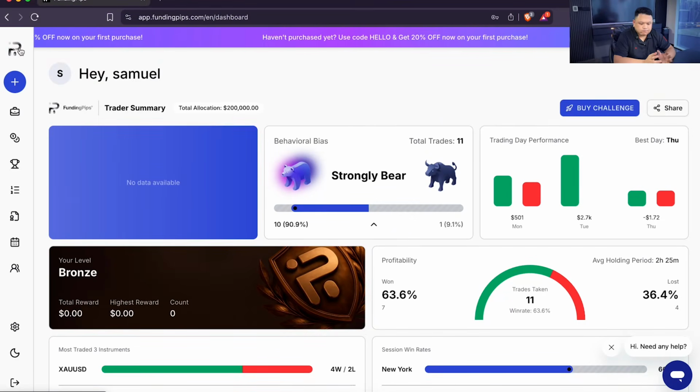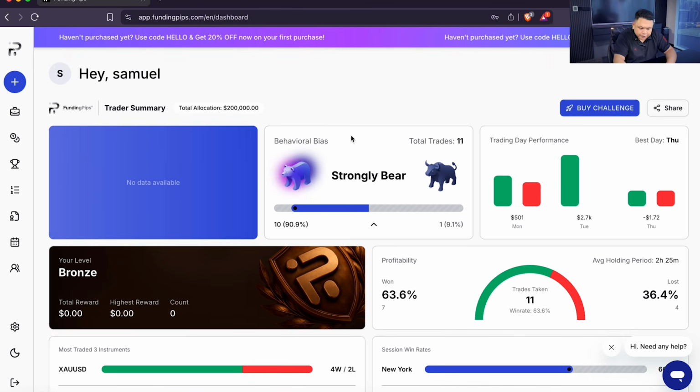Welcome. Let's take a tour of the FundingPips dashboard. I'll make sure to walk you through every single feature, highlight all the key details that you as the trader will need to take note of to get the most out of this amazing dashboard.